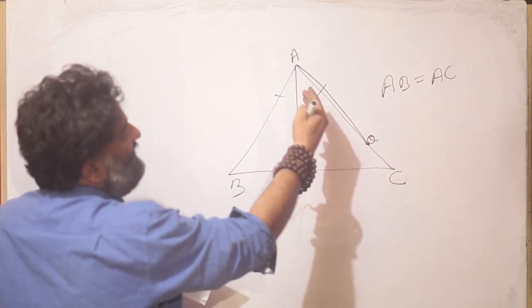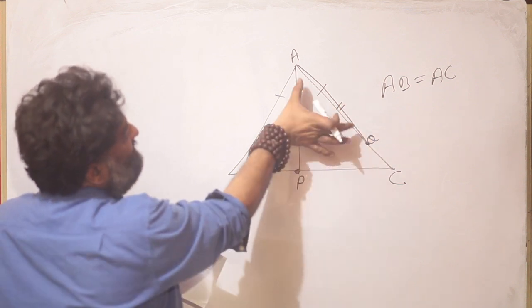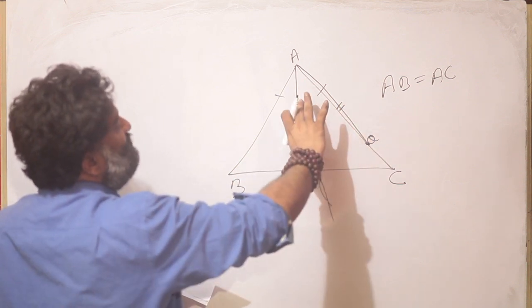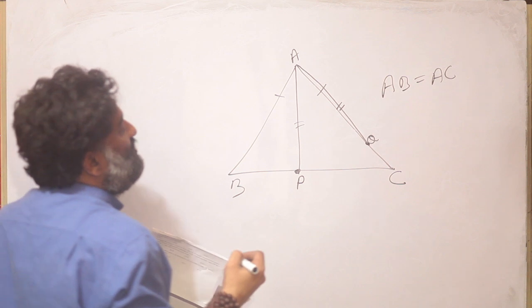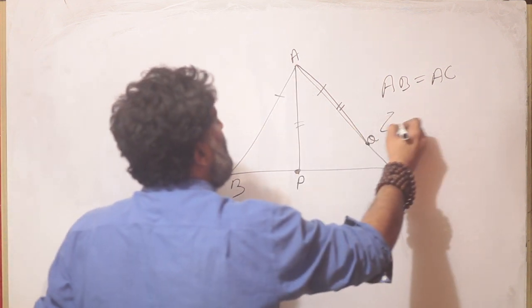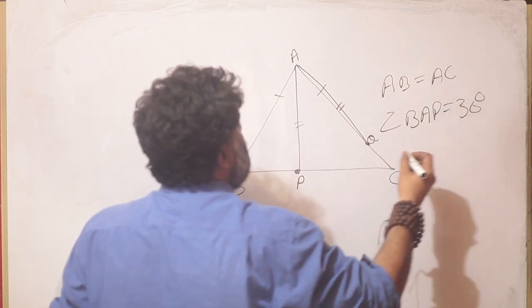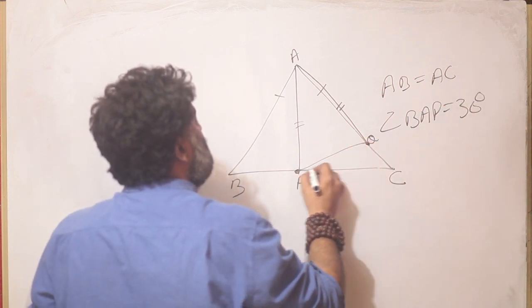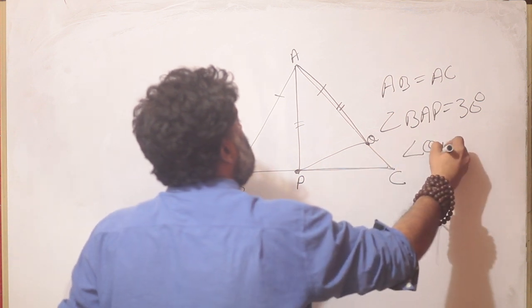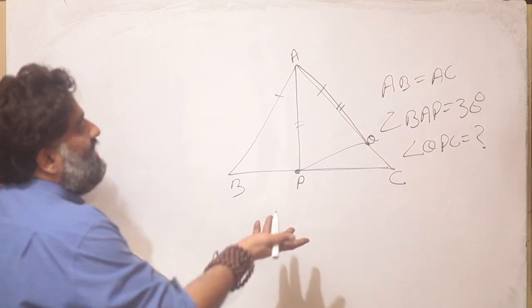This is the same line. I'm just drawing it separately so that I can draw another symbol. That means this AQ part is equal to AP. So this is the other part of information given to me. Furthermore, angle BAP was given as 30 degrees, and your question was, what is angle QPC? Angle QPC is what you have to figure out. Now let's get started.